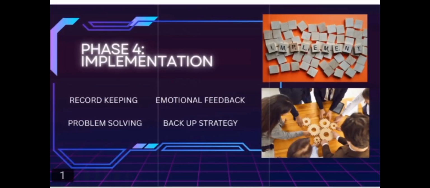This phase is where we actually apply the program or plan that we've created. It's all about testing, improving, and making sure everything works properly. Teacher and students work together here. They try the activities, use the tools, and give feedback. There are 4 main parts in this phase.